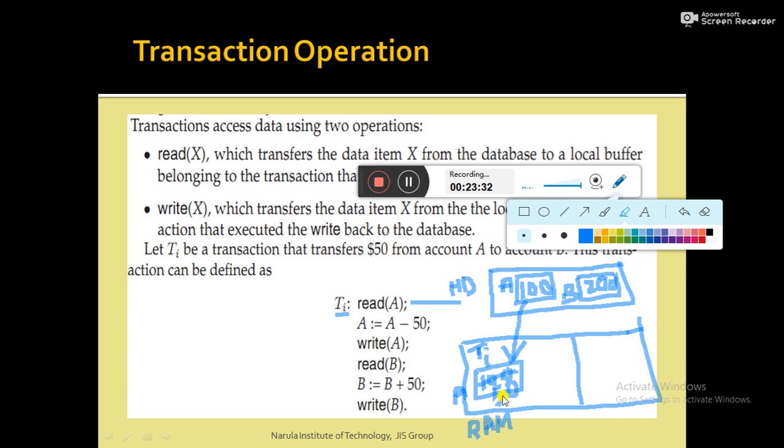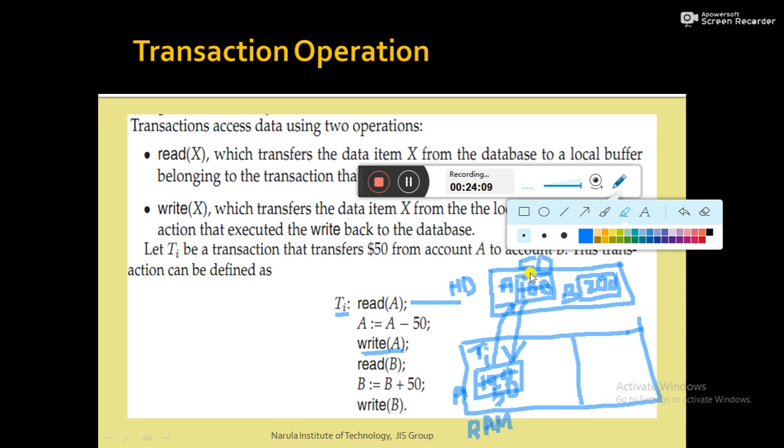So account A needs to be updated. So that amount, the updated amount, should be written back to the hard disk. So perform write A operation. So write A operation means the data item A is copied back into the hard disk, means $50 is written back to the hard disk. So it is no longer 100, now it becomes 50. So account A becomes 50. So $50 is deducted from account A.